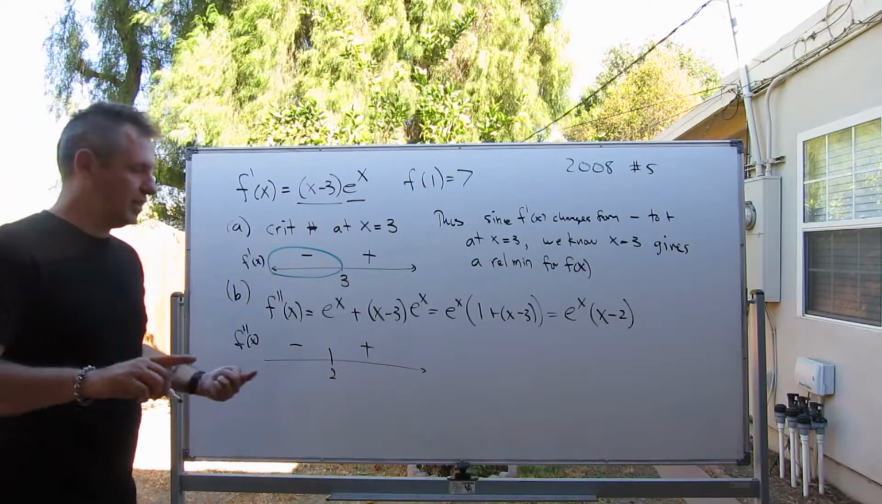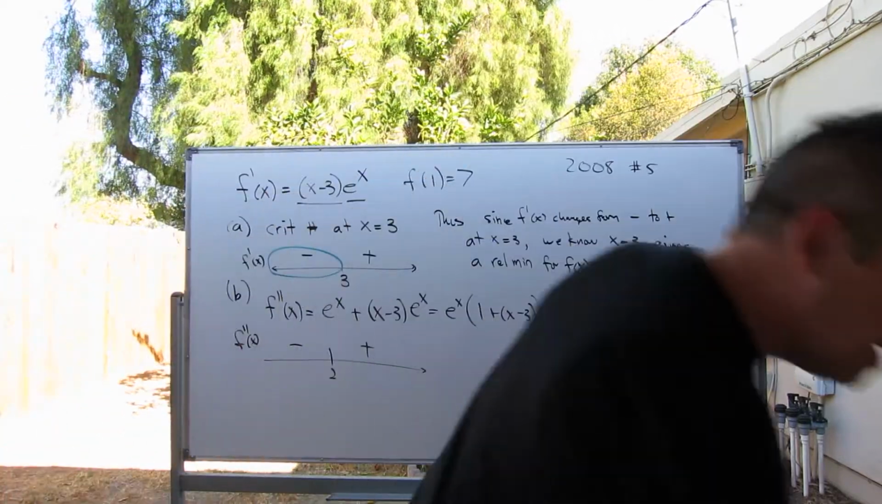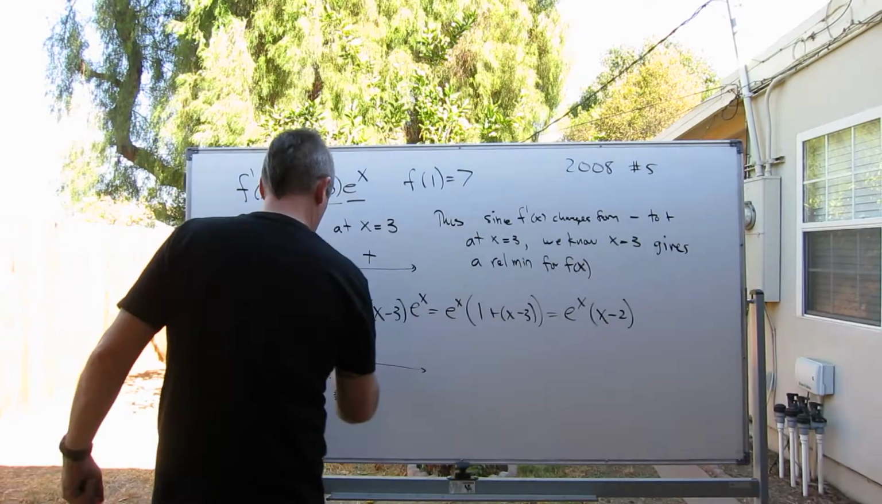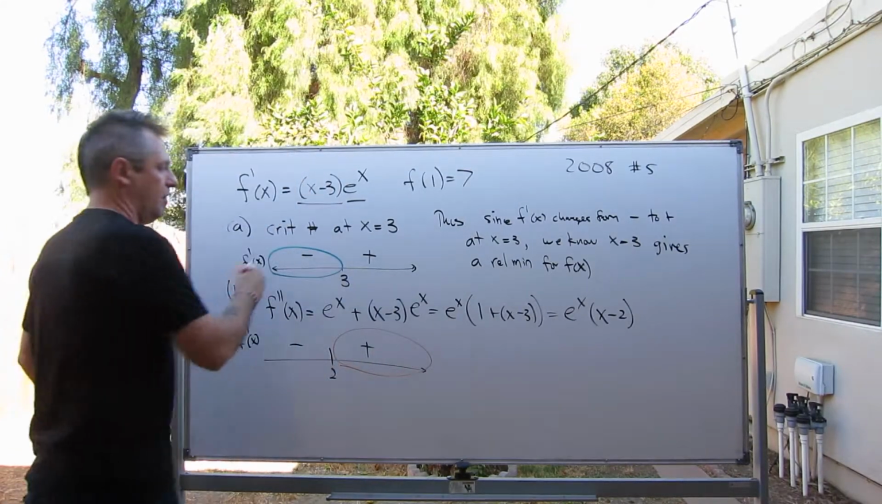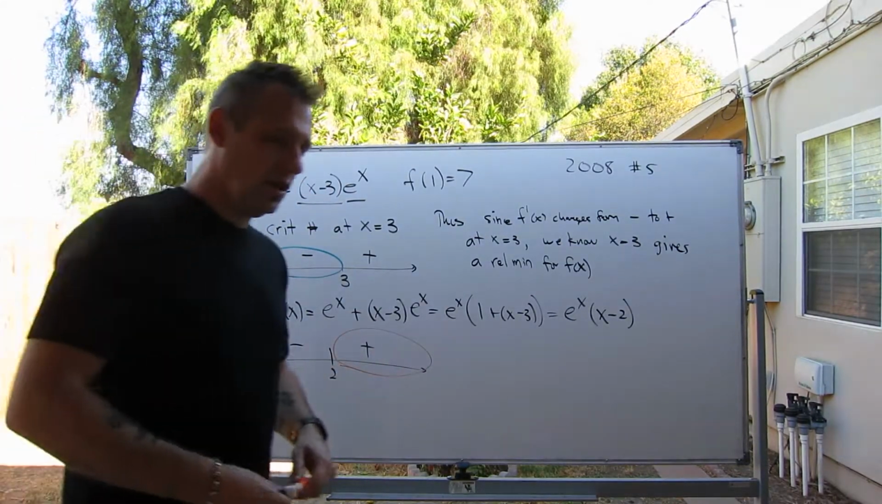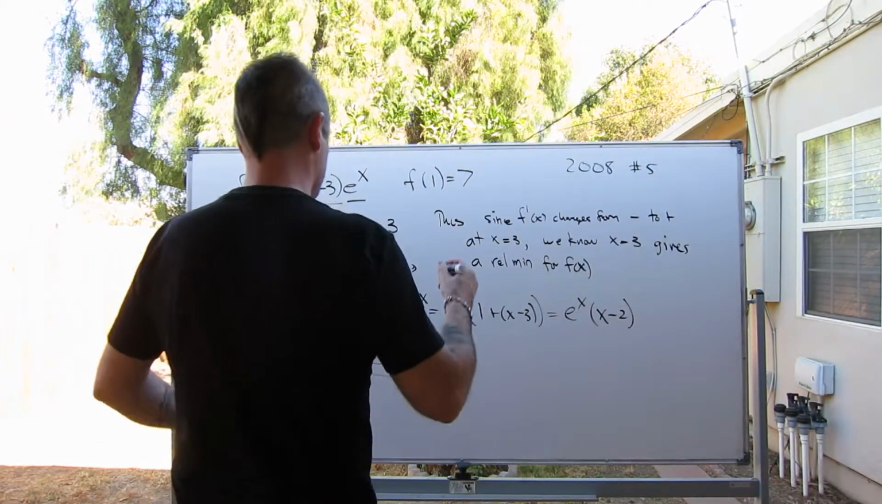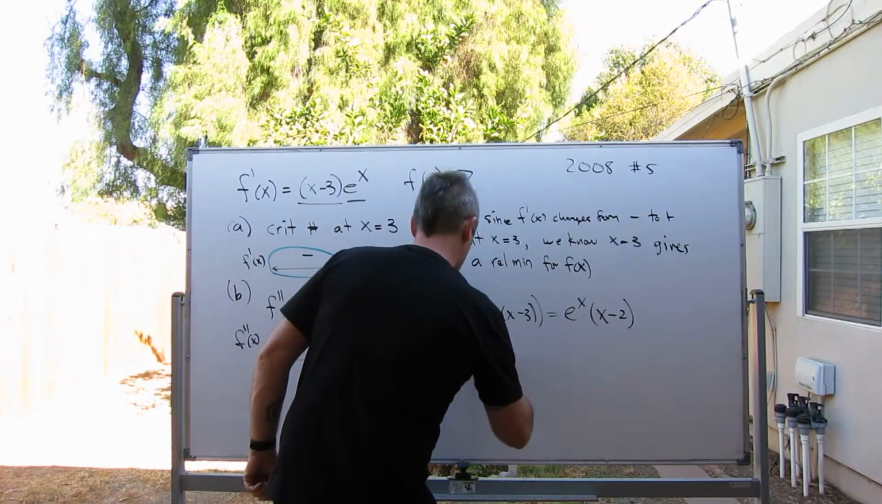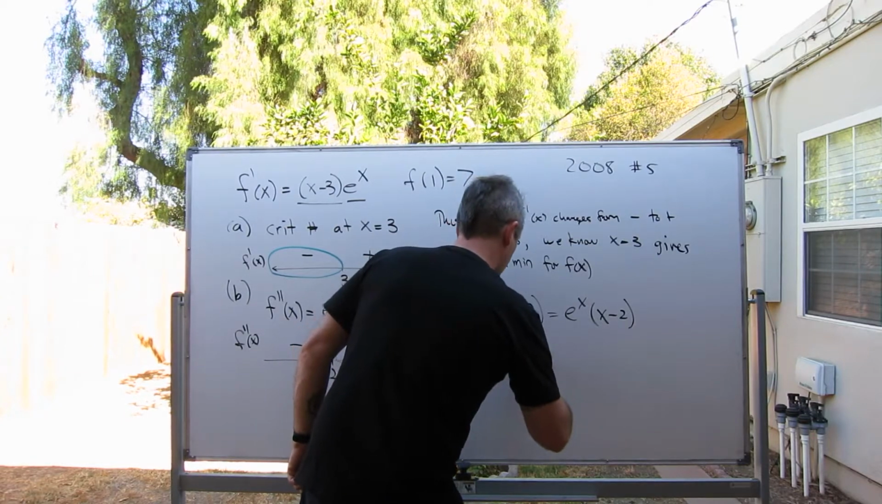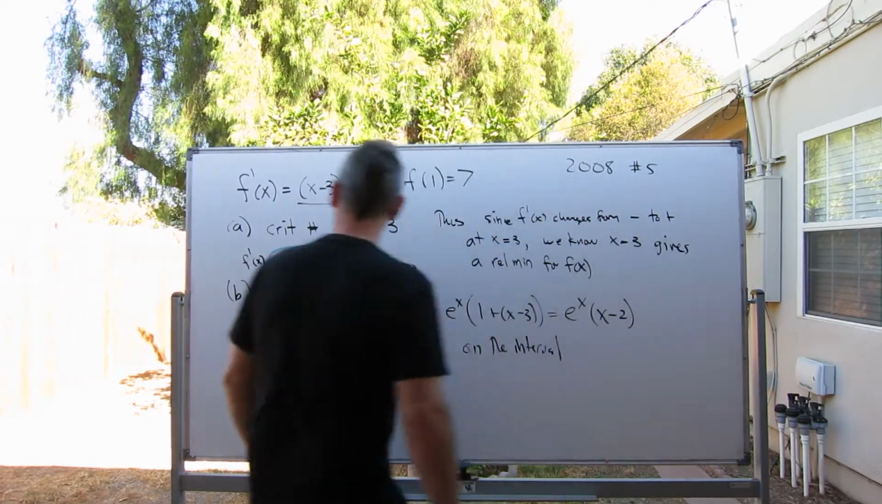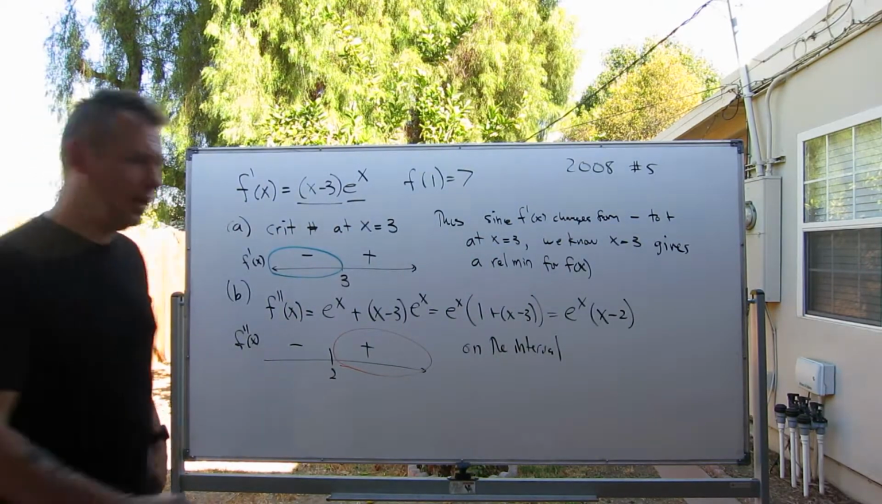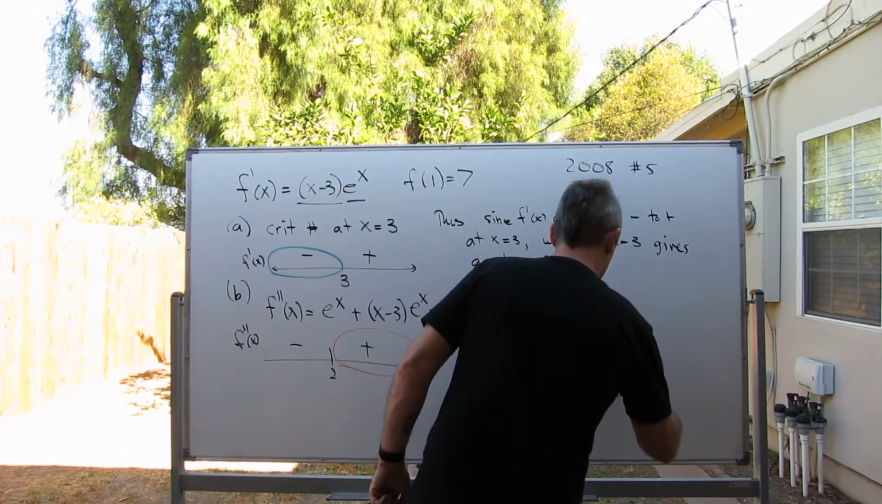So we were looking for a place where the function is concave up and also decreasing. Here's where it's concave up. There's where it's decreasing. So I believe that my answer is going to be this: on the interval, let's see, 2 to 3.